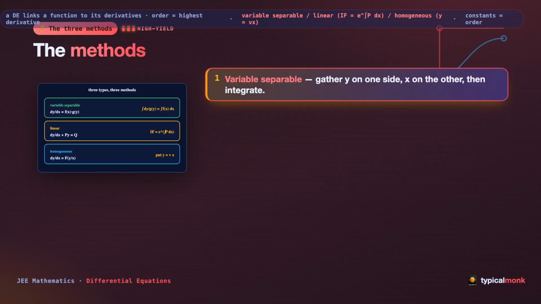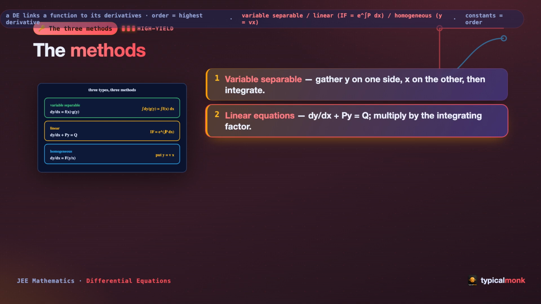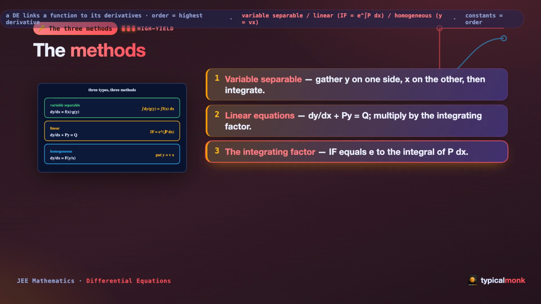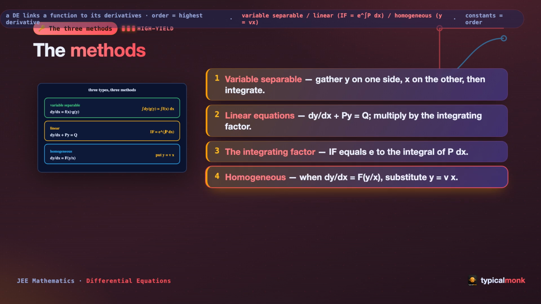Now look at the picture, 3 types, 3 methods. Variable separable: gather y on one side, x on the other, then integrate. Linear equations: dy by dx plus py equals q. Multiply by the integrating factor. The integrating factor equals e to the integral of p dx. Homogeneous: when dy by dx equals f of y over x, substitute y equals vx.